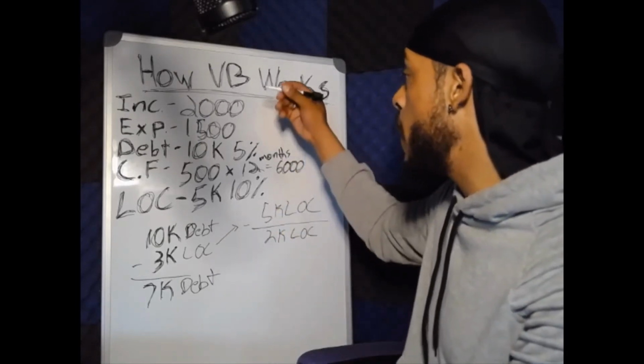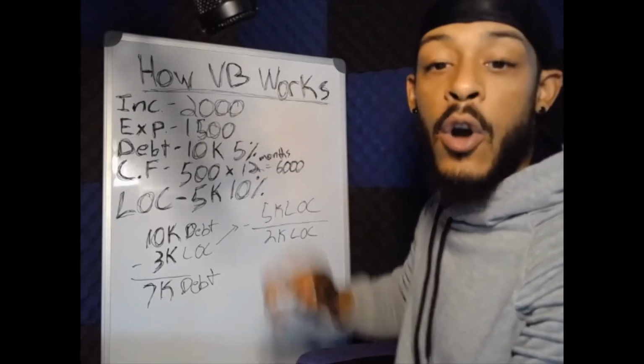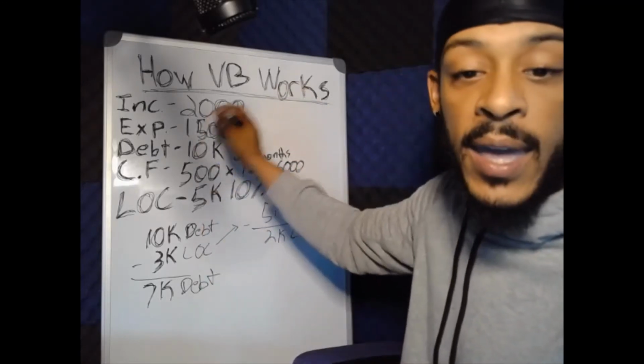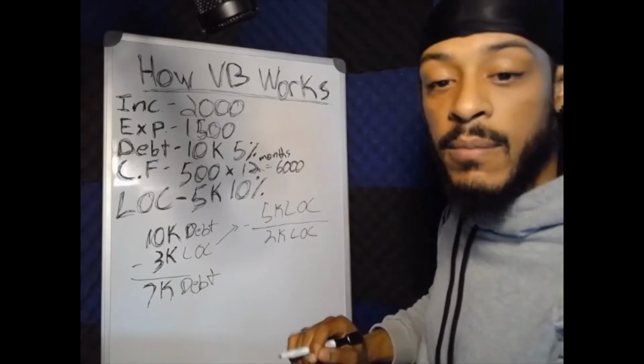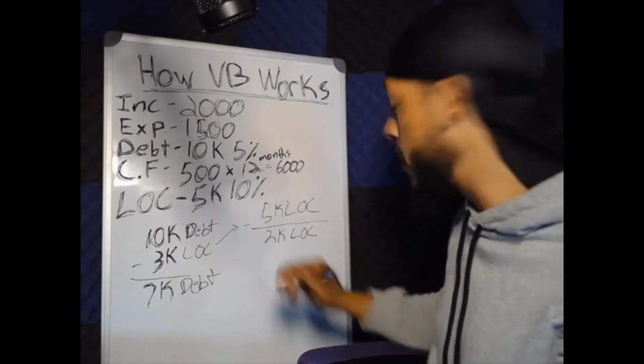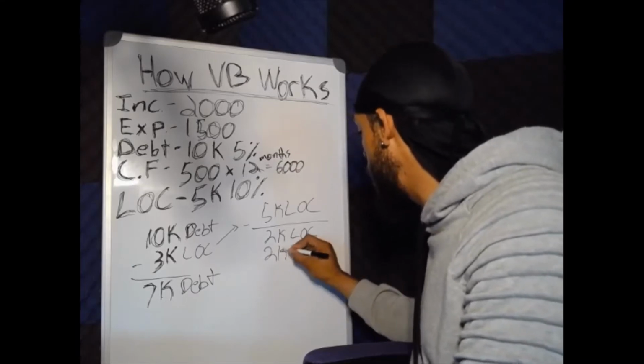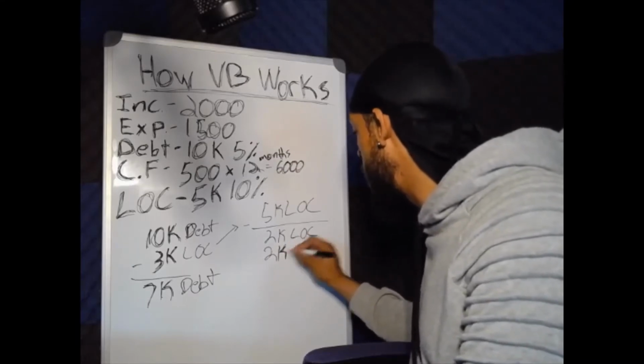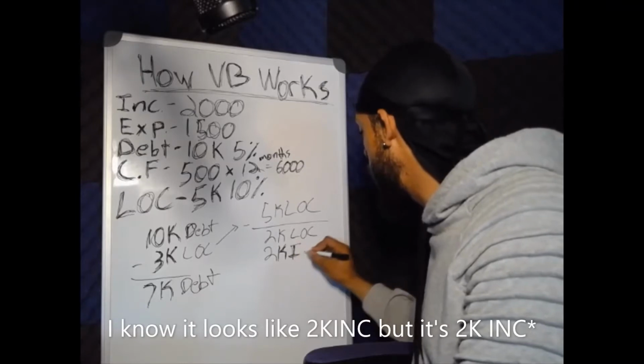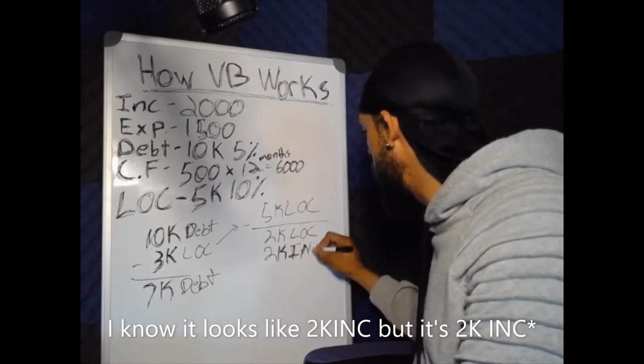Now, what we do is we put in our whole income of 2K into the line of credit, into the 2,000, right? The whole 2K. 2,000 of income.